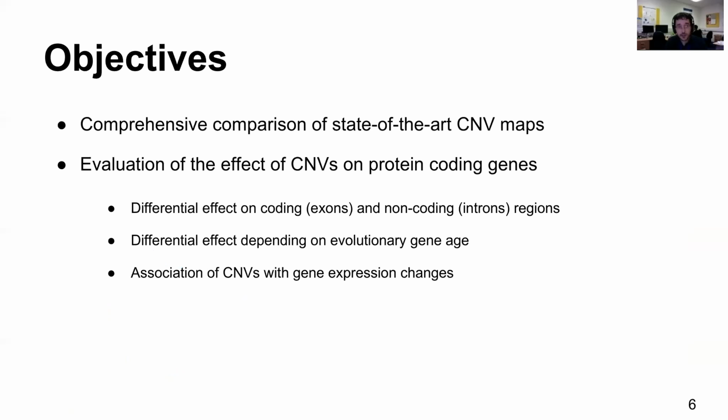The objectives of this work were first to perform a comprehensive comparison of 5 different CNV maps. With this data, we wanted to evaluate specifically the impact of copy number variants on protein coding genes. So I will present the differential effect of CNVs in coding and non-coding regions of genes, so exons and introns, their differential effect depending on the evolutionary age of the genes, and finally some data about how CNVs in genes can be associated with gene expression changes.